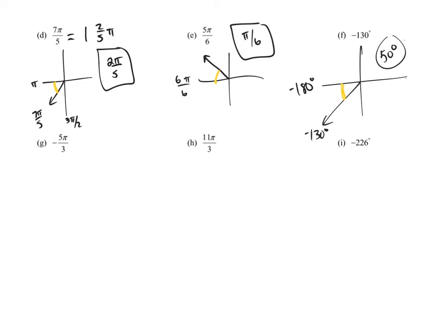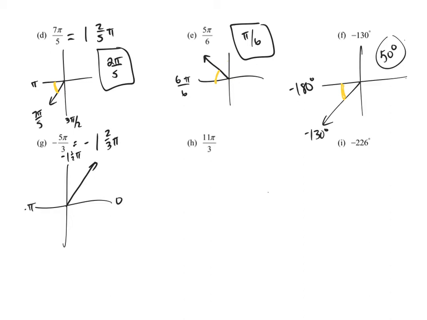Okay, letter G, negative 5 pi over 3. So remember, this is the same thing as negative 1 2/3 of a pi. So negative 1 pi would get me to here, starting at 0, of course, going clockwise. And then negative 1 2/3 would actually put me past this right here, which would be like negative 1.5 pi, if you'll remember. And so I'm going to be in quadrant 1.